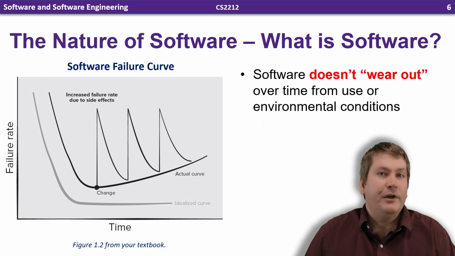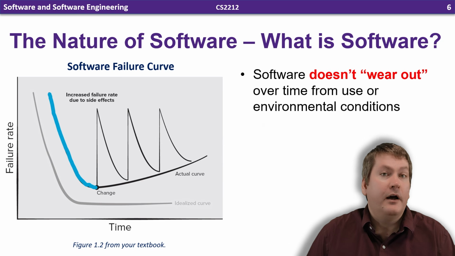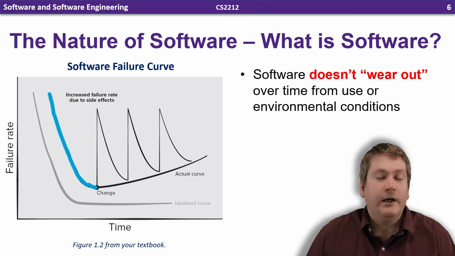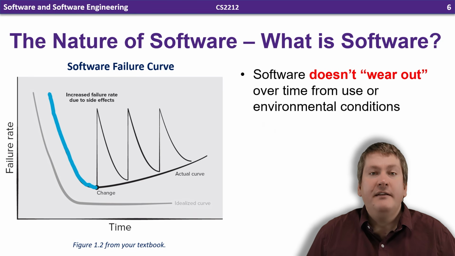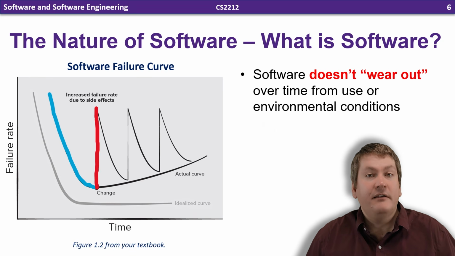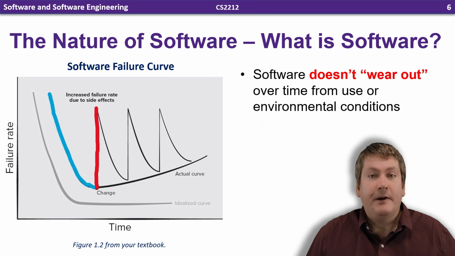What we tend to see in real life looks more like this actual curve, where early in life software suffers from defects and bugs that were not caught in development. But over time, developers repair, patch, and update the software, and the failure rate declines, just like we saw before. But what we didn't catch in that earlier curve is that eventually change is needed. Perhaps a new feature is requested by the customer, or new hardware is released that needs to be supported. This change introduces new errors and defects and increases the failure rate.